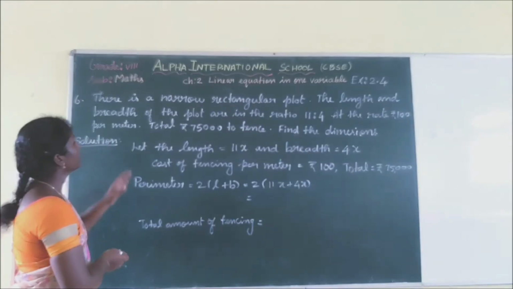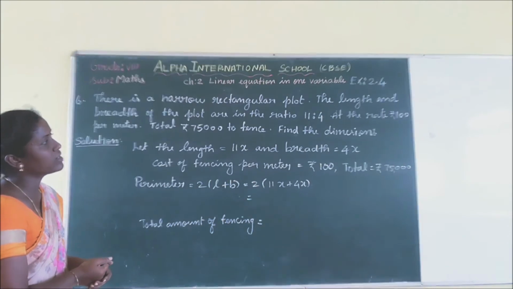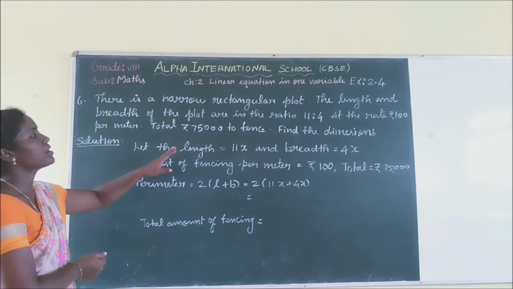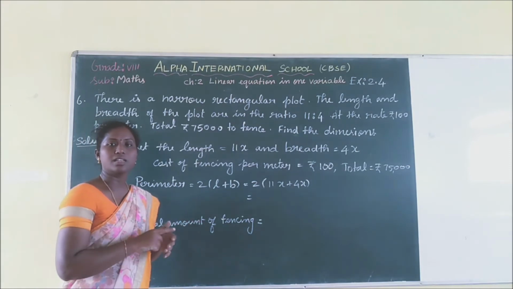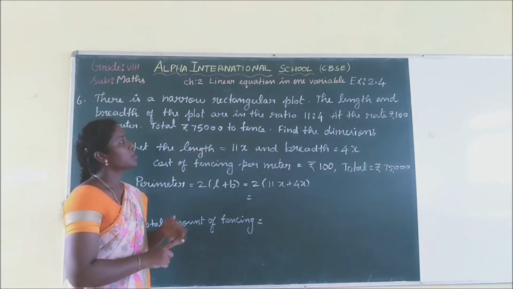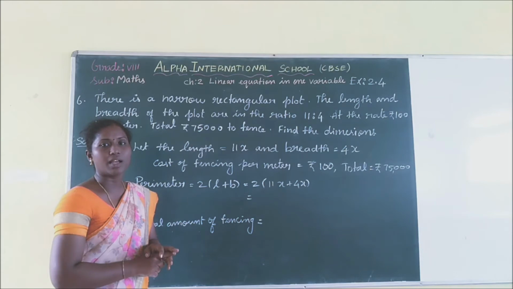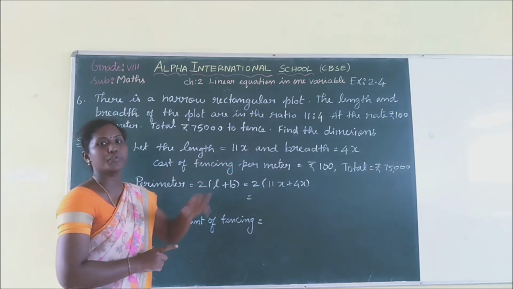See the next problem. There is a narrow rectangular plot. The length and width of the plot are in the ratio 11:4. We know that a rectangle has a length and width. So the length and width of the rectangular plot are given in the ratio 11:4.